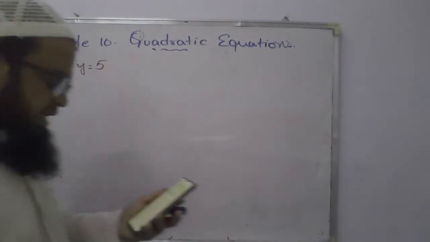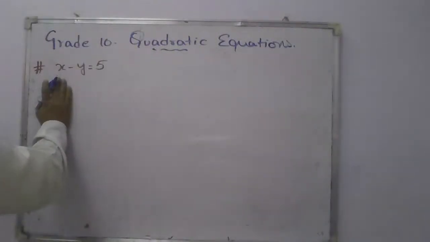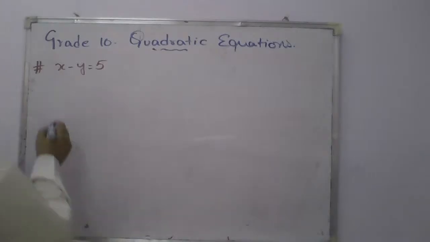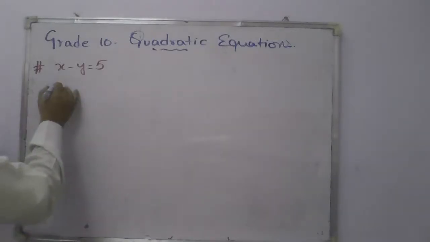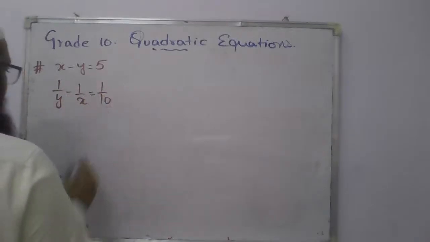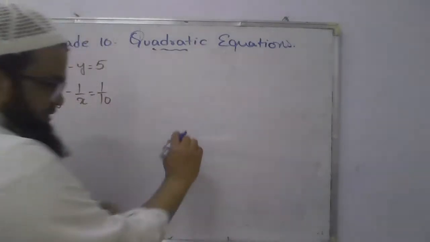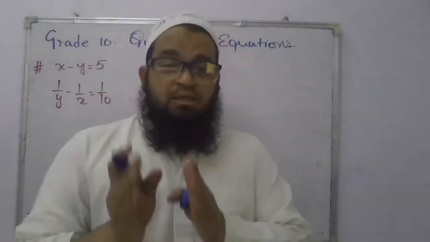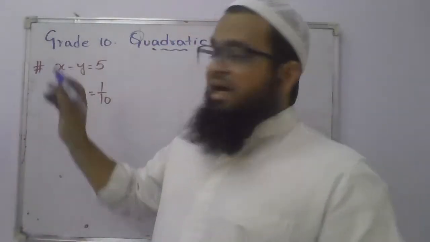Okay. And the difference of their reciprocals is 1 by 10. So what is the reciprocal? Difference of their reciprocals. So that means 1 by y minus 1 by x is equal to 1 by 10. Is it right? You may ask me, why did I write like this? Sir, difference means subtract smaller from bigger. So I have taken x as the bigger number and y as the smaller number.